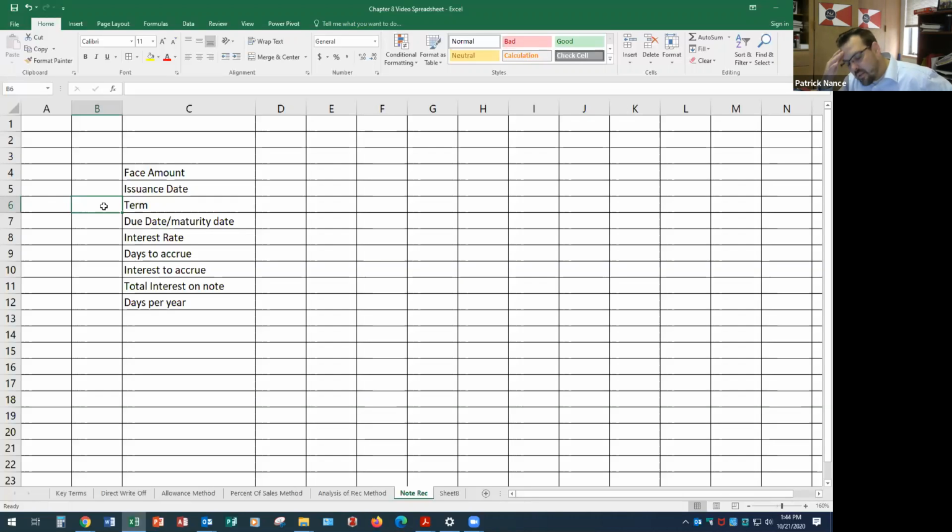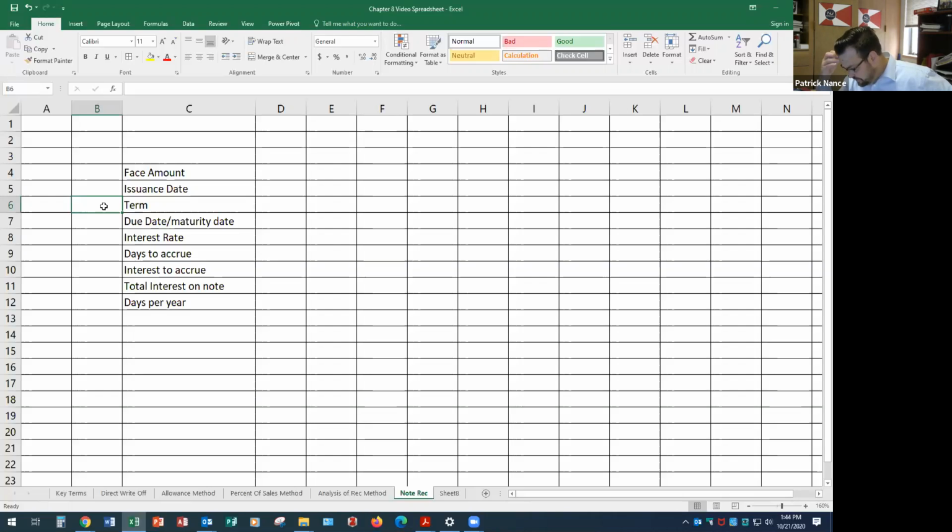Now, something interesting you want to make note of as far as interest rates go, the interest rates will always be stated, in this case, on an annual basis. So we're going to have to do a calculation to adjust for how much interest is actually owed based on it not being outstanding for a full year.